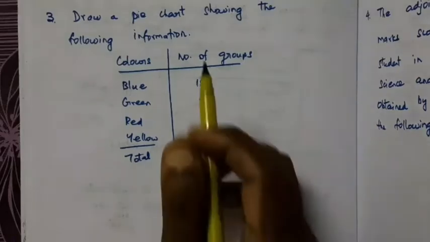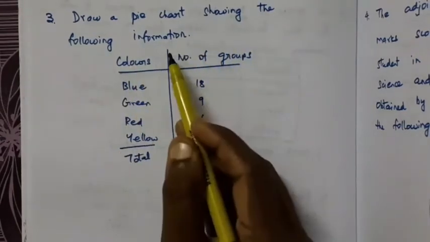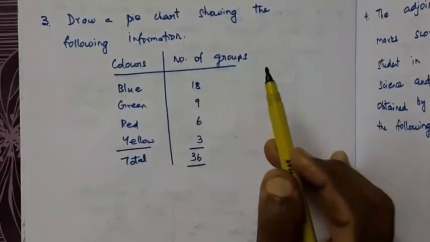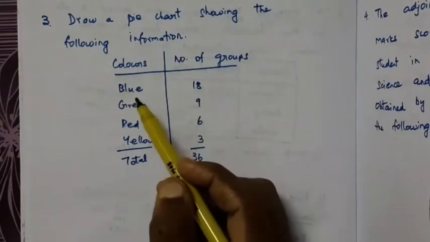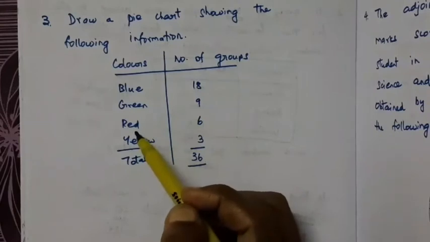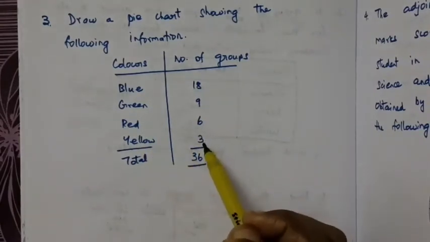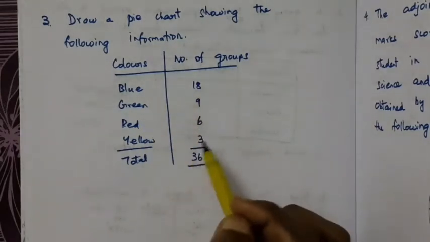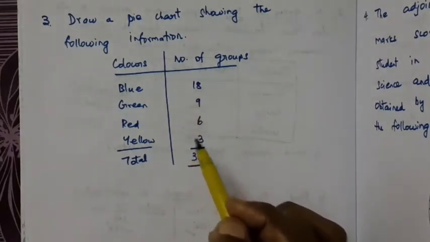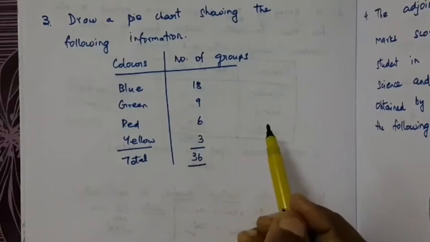The next question is, draw a pie chart showing the following information. So the colors and number of groups they have given. So this is blue 18, green 9, red 6, yellow 3, and total is 36. So from this you have to find the fraction. The fraction multiplied by 360, you can find the angle, then you can draw the pie chart.